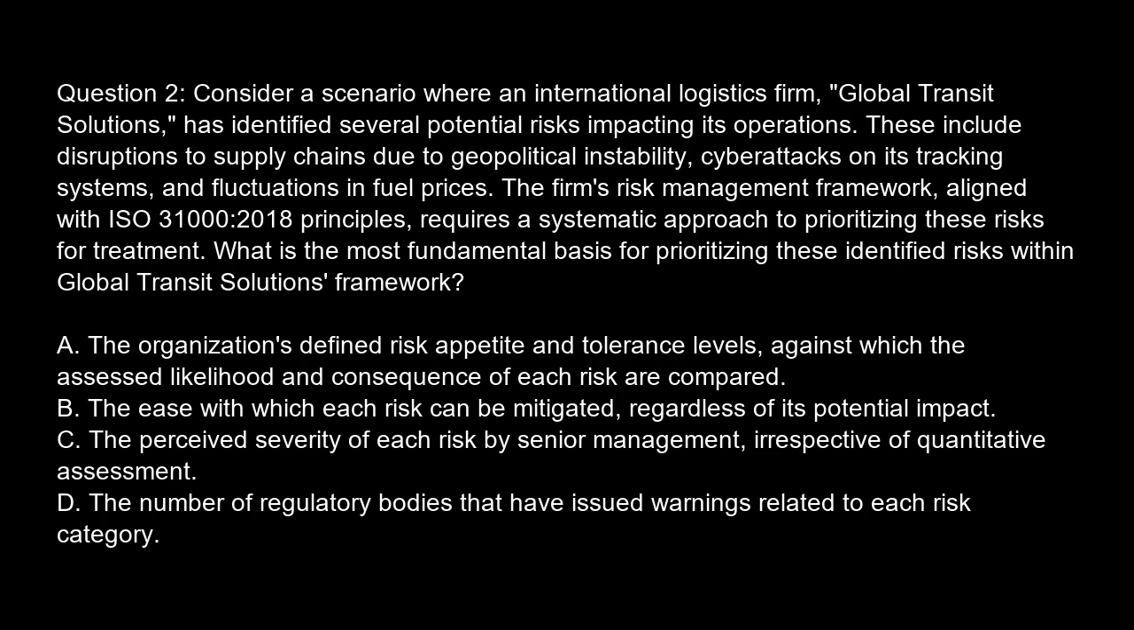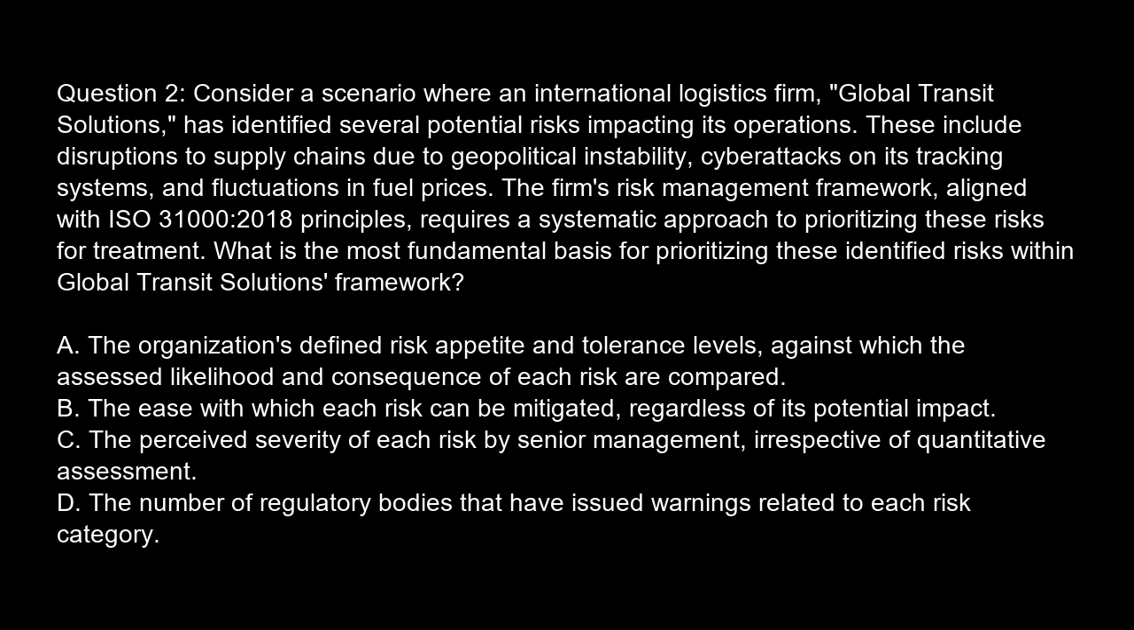Question 2. Consider a scenario where an international logistics firm, Global Transit Solutions, has identified several potential risks impacting its operations. These include disruptions to supply chains due to geopolitical instability, cyber attacks on its tracking systems, and fluctuations in fuel prices. The firm's risk management framework, aligned with ISO 31000-2018 principles, requires a systematic approach to prioritizing these risks for treatment. What is the most fundamental basis for prioritizing these identified risks within Global Transit Solutions' framework?